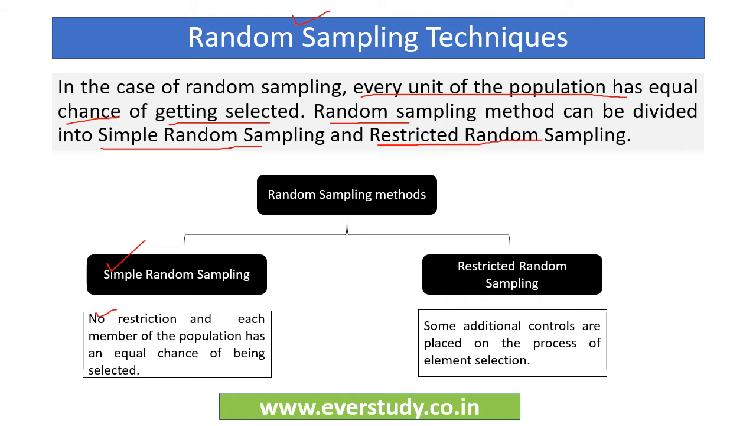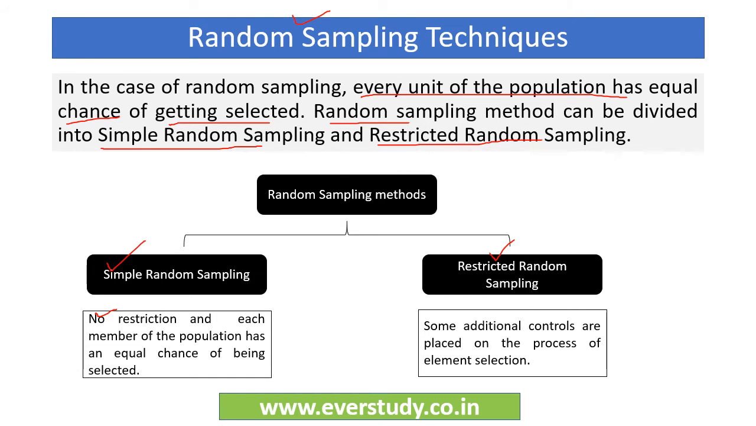It means which item will be included in the sample and which not. Such a decision is not made by an investigator on his will, but the selection of the units is left on the chance. Therefore, this is also known as the unrestricted random sampling technique. Next is the restricted random sampling.